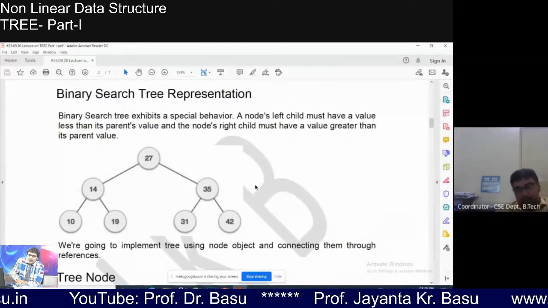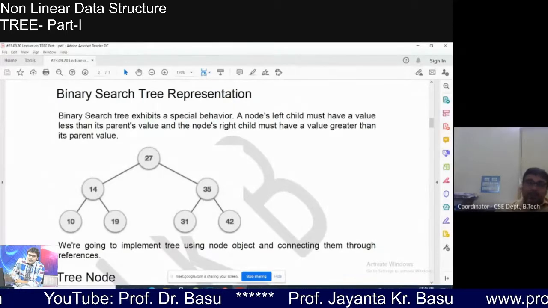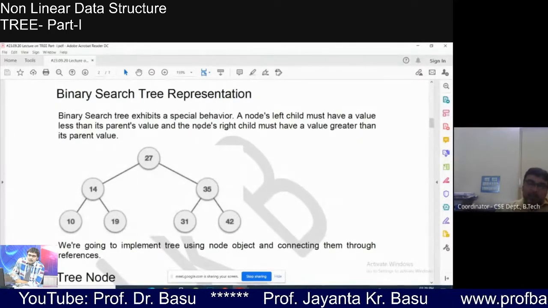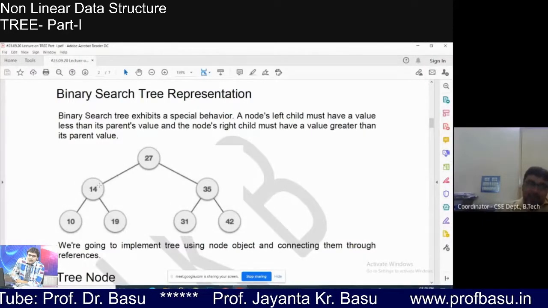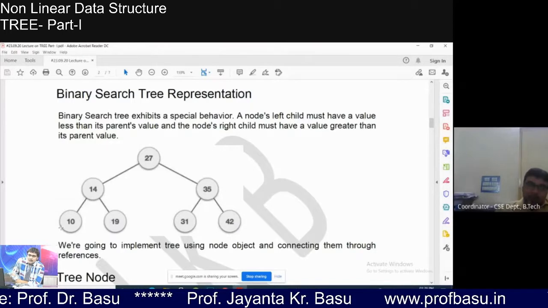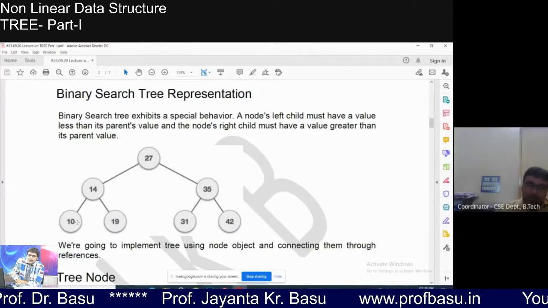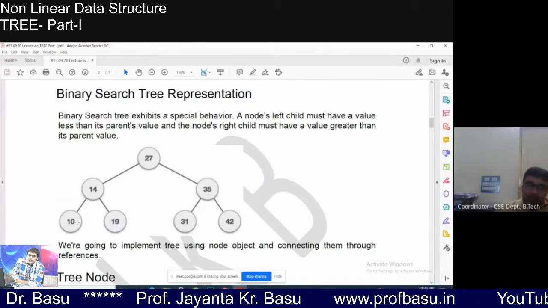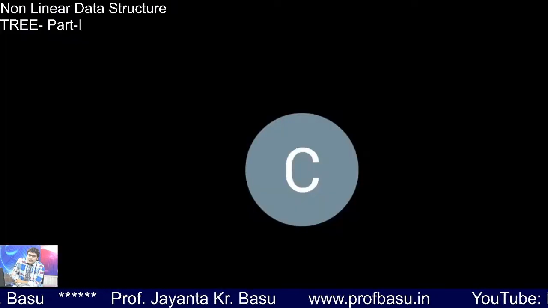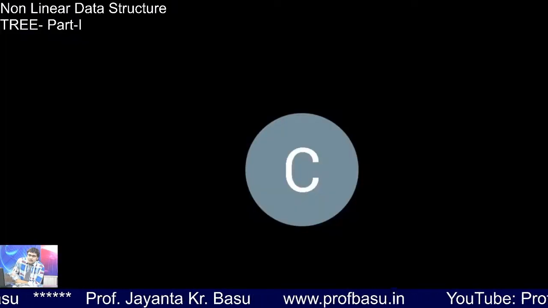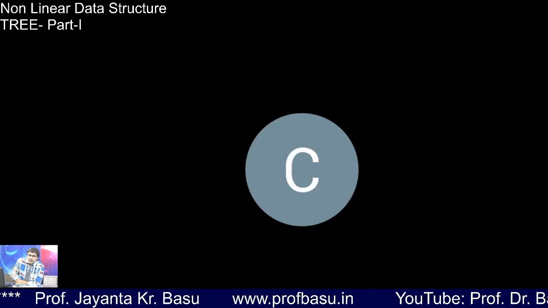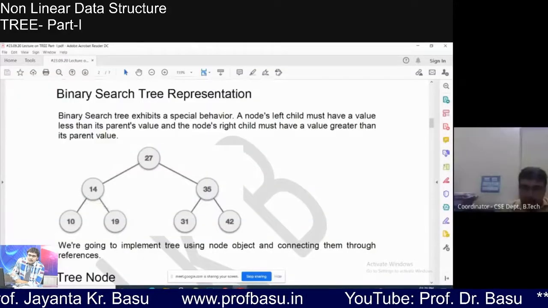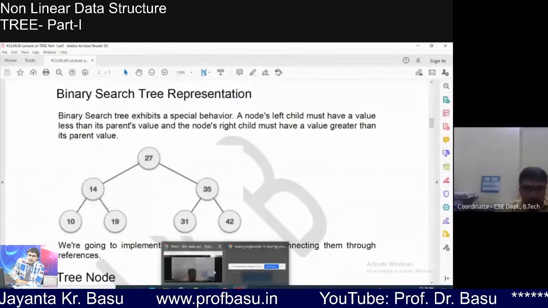Okay, not wasting time. This is called a binary search tree. A special property is there. You can see that each and every node, the left child of each and every node, left means not the left of the tree.